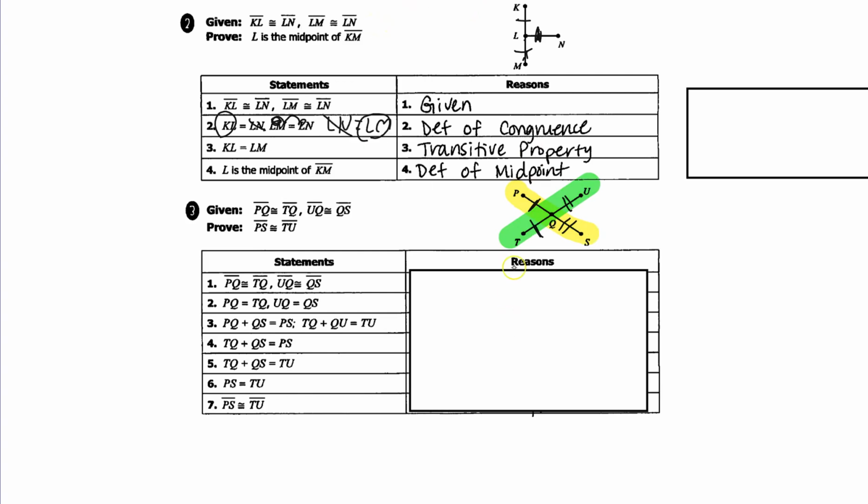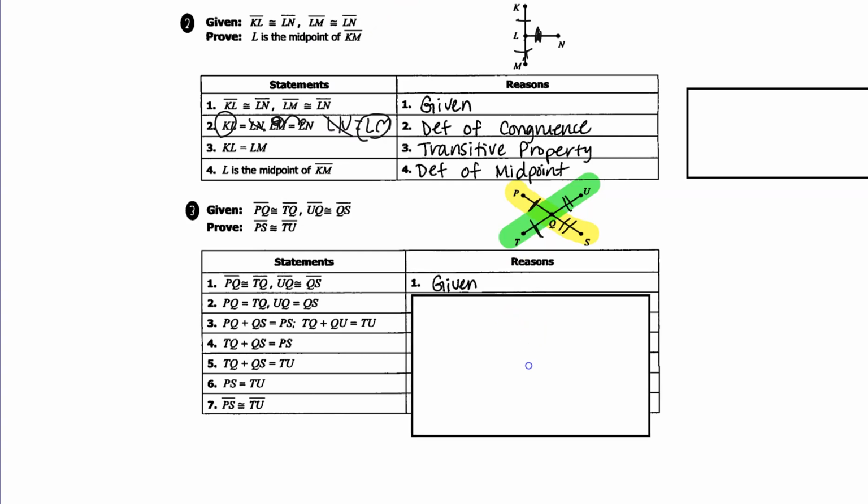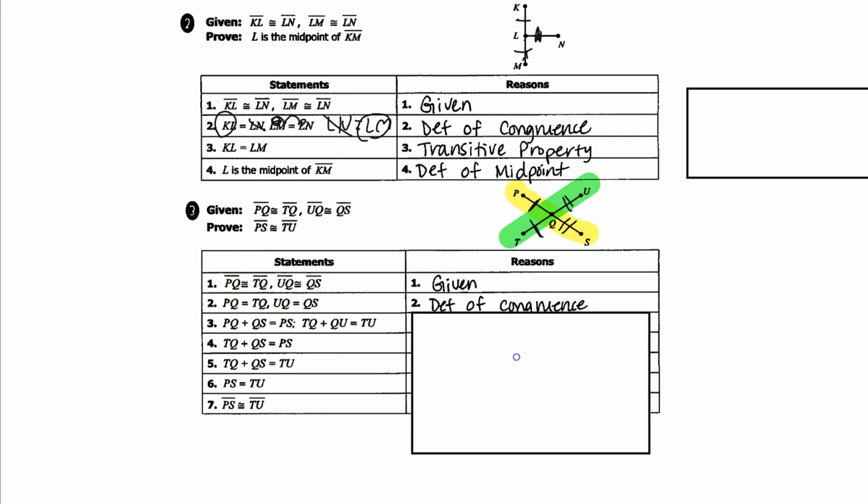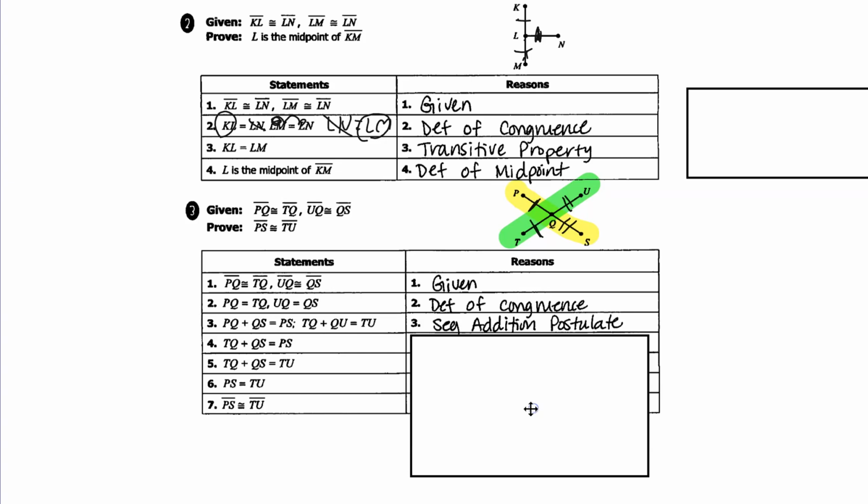So first thing we always have is what's called, right, our given. Now, notice that these are the same statements, just written with congruence and not congruence. So that's just going to be the property of congruence. And this just says PQ plus QS equals PS. So let's look at that. PQ plus QS equals PS. And isn't that the segment addition postulate, like TQ plus QU equals TU? So it's a segment addition postulate.